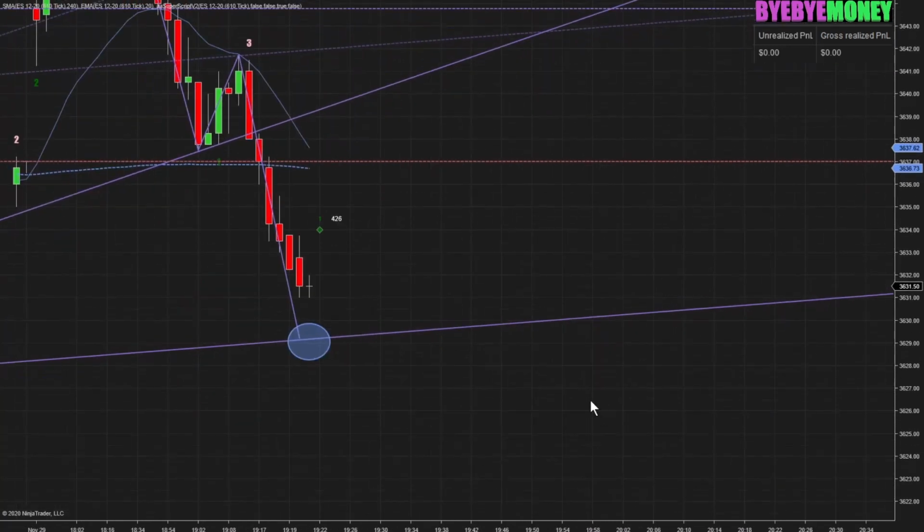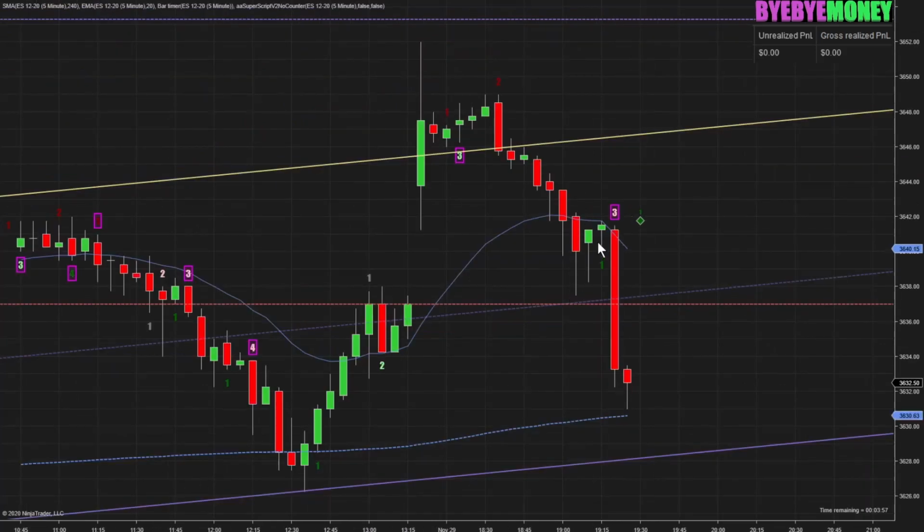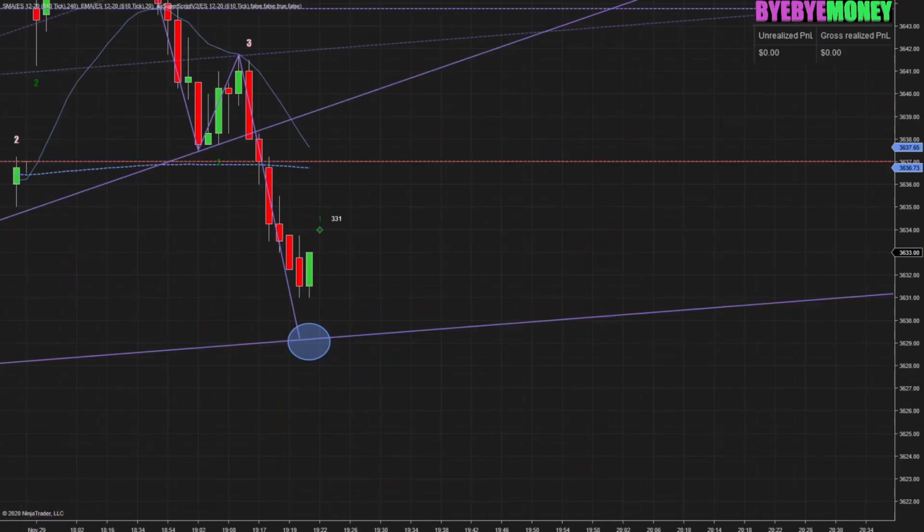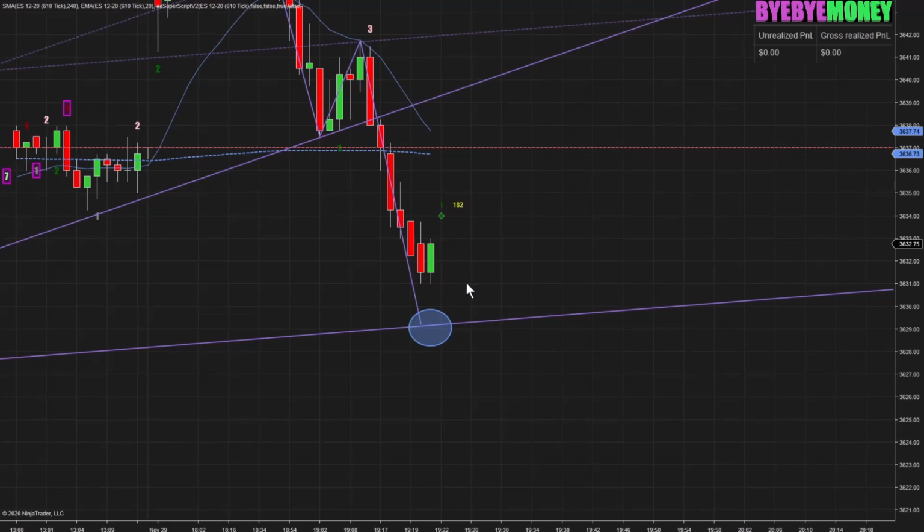Not close enough. Terrible signal bar. Needs to get a little closer here. 1, 2, 3, 4, 5, 6. Okay, 240 SMA on the 5-minute, acting as support. Good signal bar here, but missed the key area, missing it by 2 points almost. Not close enough for me.